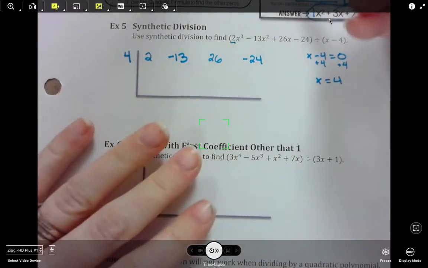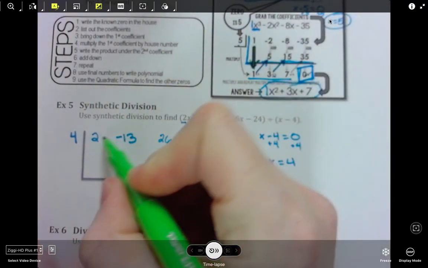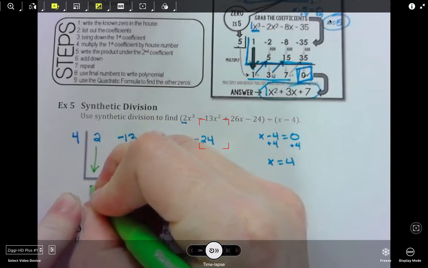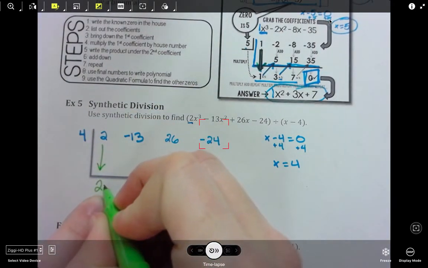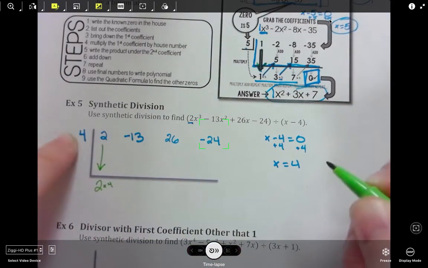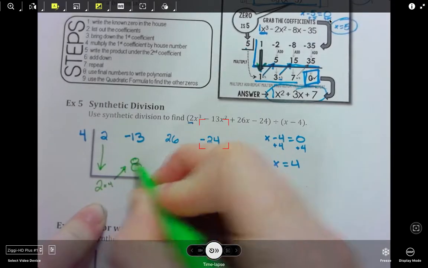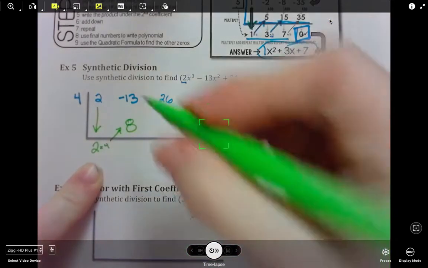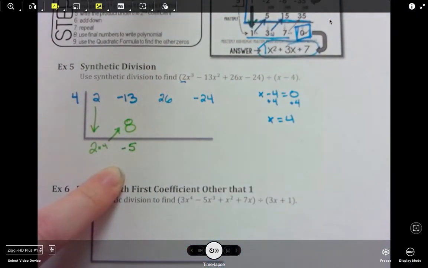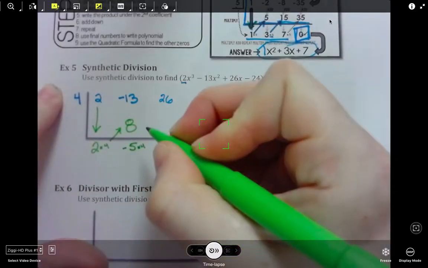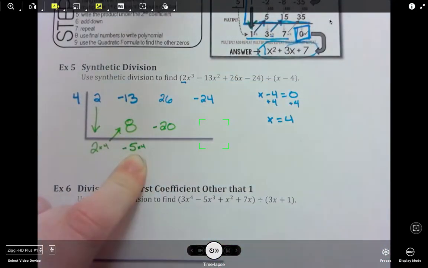The very, very first step we do, like what they set up here, is I drop that first number down. So 2, I'm just going to drop him down. He just goes there, and I don't do any operation with him, all right? Then I take and I multiply that 2 by the 4. I always use this number. Multiply the 2 by the 4, and that's going to give you what you put in this spot. So 8 goes there. And then I add. Negative 13 plus 8 is negative 5, okay? And then I multiply by 4 again, okay? Negative 5 times 4 is negative 20. And then I add that to 26.